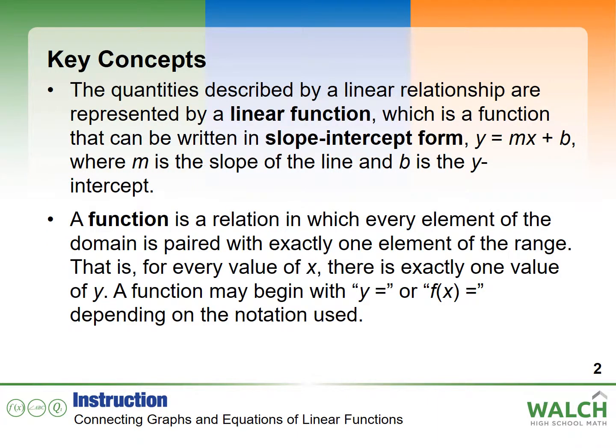Key concepts: the quantities described by a linear relationship are represented by a linear function, which is a function that can be written in slope-intercept form. Remember, slope-intercept form is y equals mx plus b, where m is the slope of the line and b is the y-intercept. When identifying the slope and the y-intercept, look at the sign of the number that comes before it, because that will determine whether it's positive or negative.